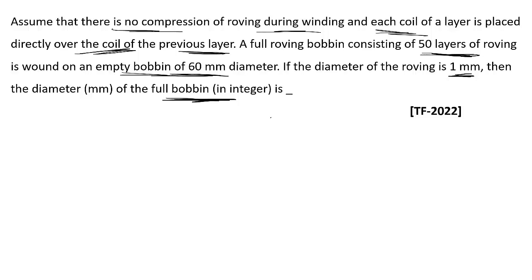So what they are saying is, it is a bobbin of 60 mm diameter, and in this each coil of a layer is wound directly over another, that is, first layer, then second layer, then third layer, and then n number of layers are wound. A full bobbin contains a total of 50 layers, first layer, second layer, till the 50th layer of roving on an empty bobbin of 60 mm diameter. If the diameter of the roving is 1 mm, then what becomes the diameter of the full bobbin after the roving is wound on the bobbin?